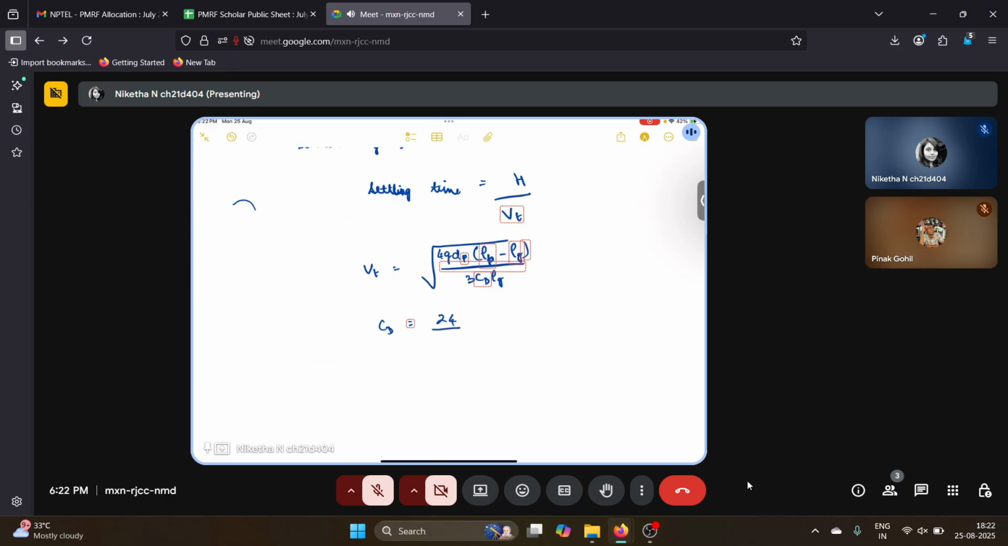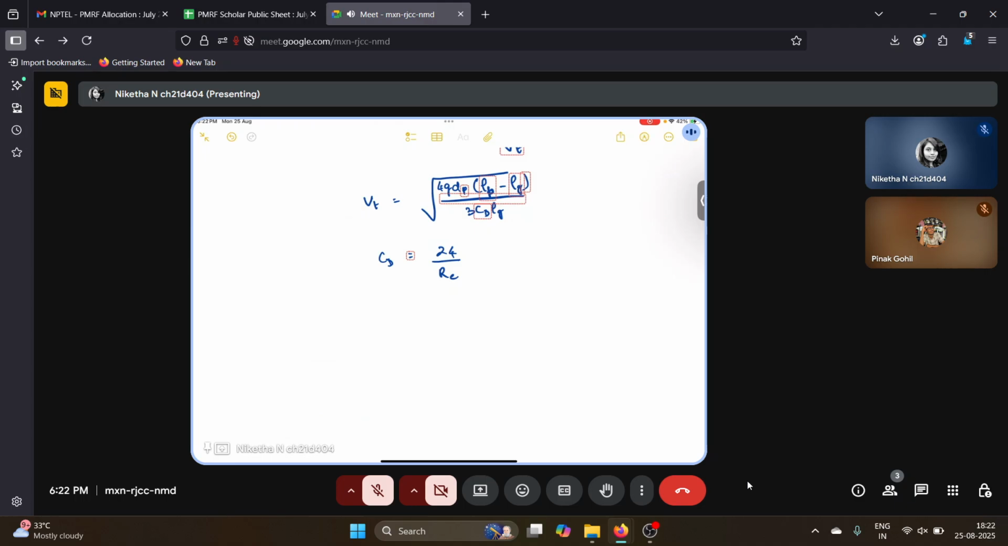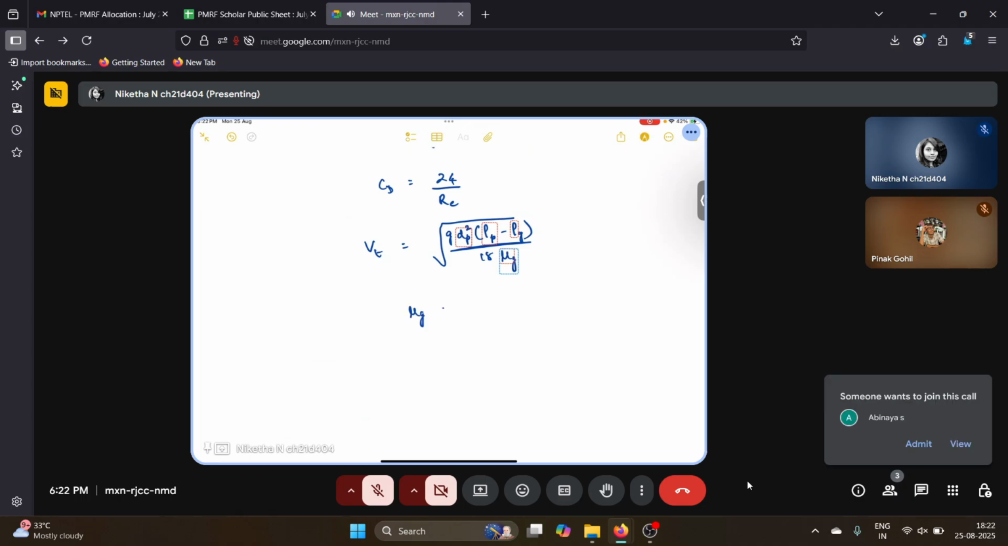CD is 24 by the Reynolds number. So substituting this, the terminal velocity becomes... Now dp here is the particle size or the particle diameter. And μg is the viscosity of the wind.